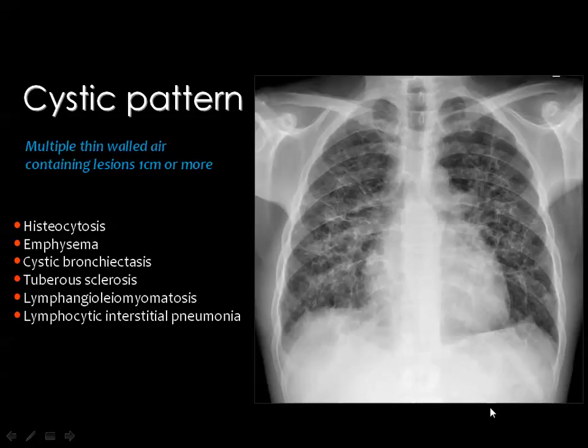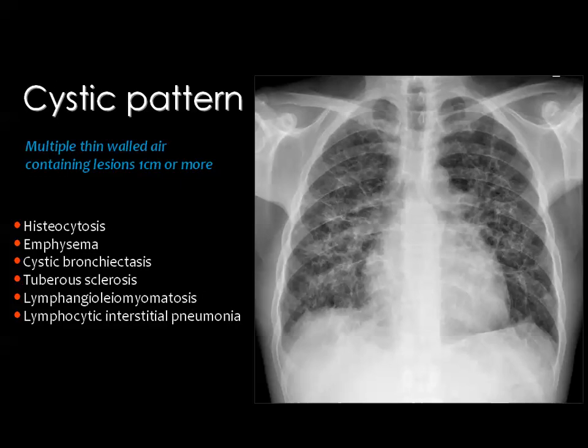Then we finally came to the cystic pattern, which is the last pattern of diffuse lung disease. And by cystic pattern, we mean that we have multiple thin-walled air-containing lesions, 1 centimeter or more. The differential diagnosis includes Langerhans cell histiocytosis, emphysema, cystic bronchiectasis, tuberous sclerosis, lymphangioleiomyomatosis, and lymphocytic interstitial pneumonia.